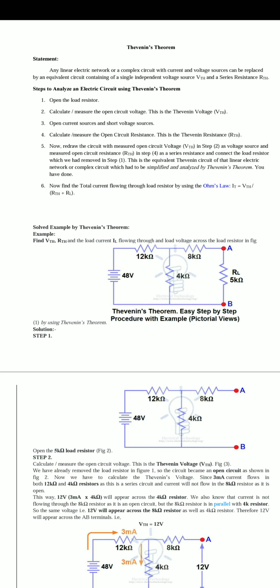This is Thevenin resistance. Okay, now redraw the circuit after calculating the Thevenin voltage and Thevenin resistance. We can calculate the total current flow in that circuit by using Ohm's law. This is the fifth step.